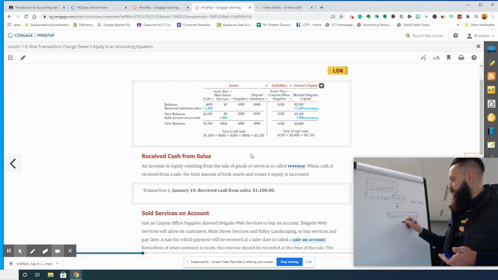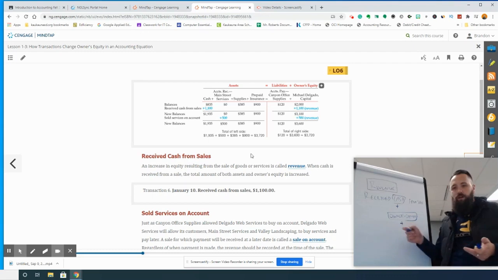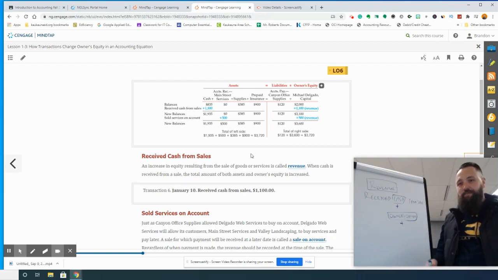Because if the business is really successful, it's not like the owner just never gets any more claim to those assets, and it's just the business. The owner now has a bigger piece of the pie, right? With his capital account. So that's the first thing that we're going to look at.